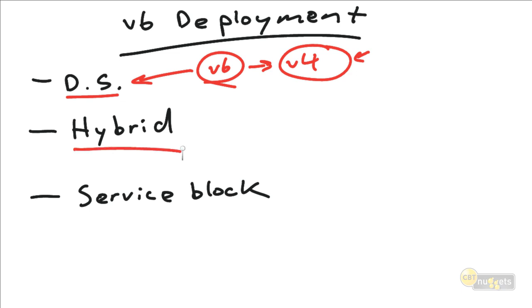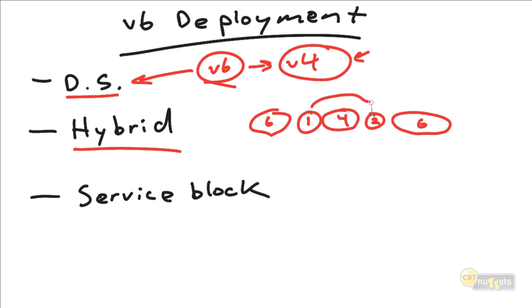Another way to go is the hybrid approach. With the hybrid approach, we're going to configure, like I described, tunnels. So here's router 1, router 2, here's v6 only, here's v6 only, here's v4 only, and we construct a tunnel for the movement of the v6 traffic across that v4 only location.